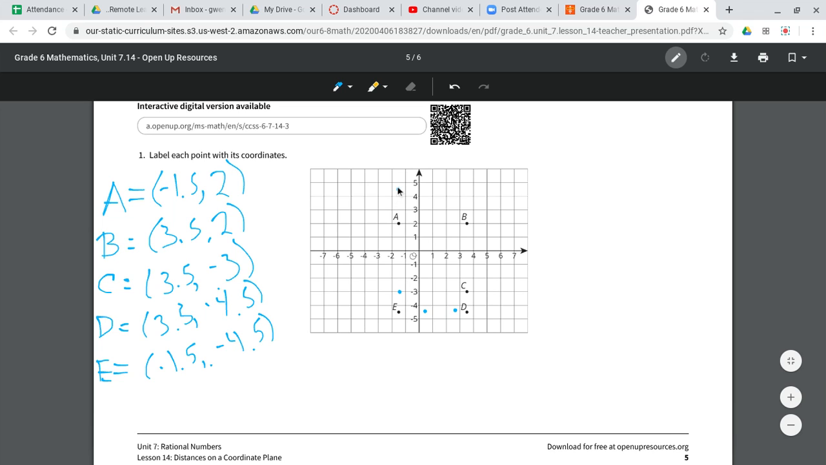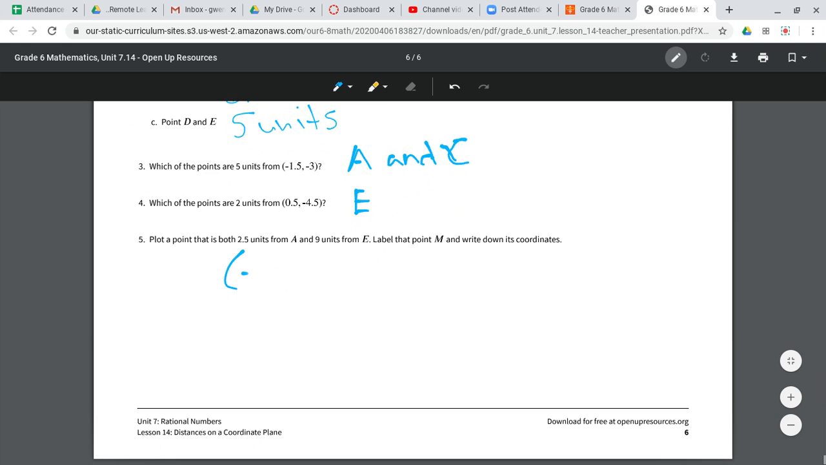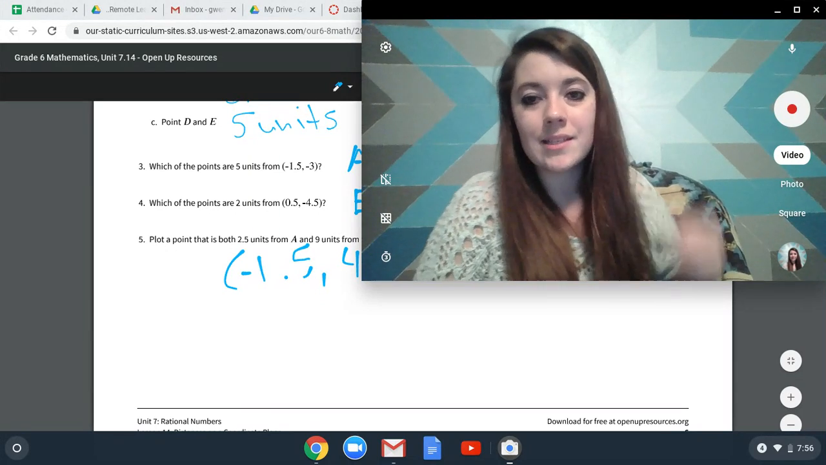If we add another 4.5 to the distance from E to the x-axis and then up, that's going to get us 9 units. And from here, going up, from 2 to 4.5 gets us our 2.5. So this is point M right here, which has the coordinates negative 1.5, 4.5. Excellent.